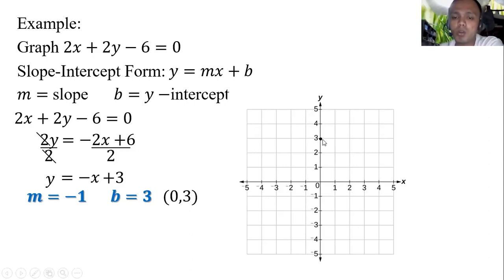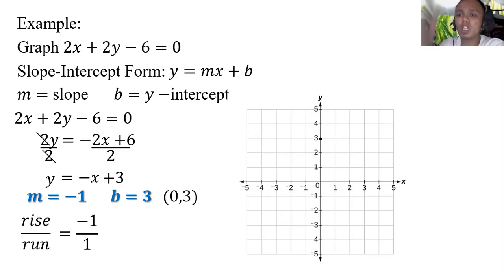Yung rise natin, yung number of units upwards, and then yung run, sidewards naman is either left side or right side. Now, since negative 1 yan, rise over by run natin is equal to negative 1 over by 1. Kung negative 1 yung rise natin, ibig sabihin pababa. Kasi negative yan eh. Ngayon, kung negative siya, pababa yun, downwards. 1 unit downward. Okay? Or pwede rin naman 1 over by negative 1, kasi parehas lang naman yung value niya, negative 1 pa rin naman.